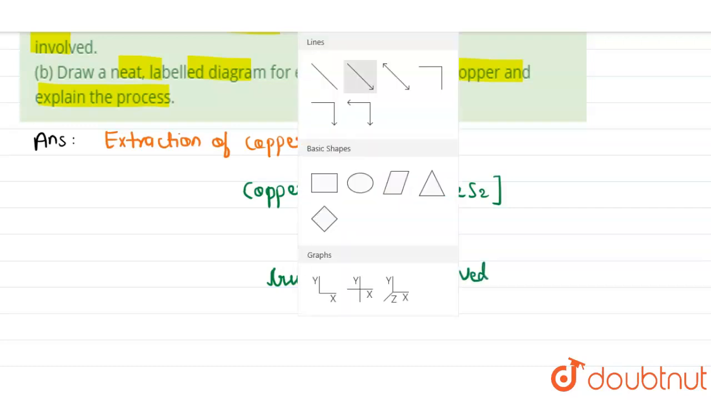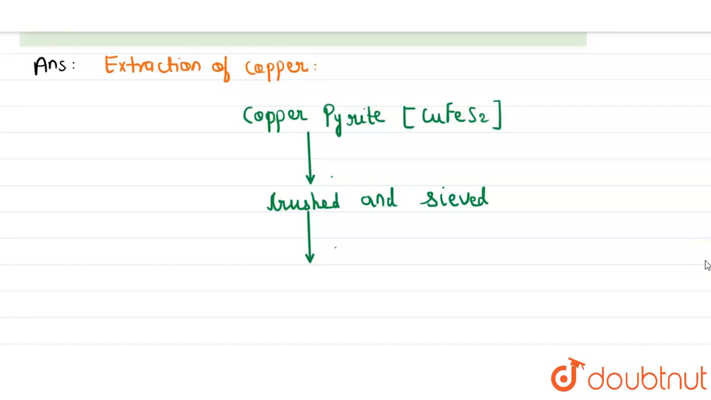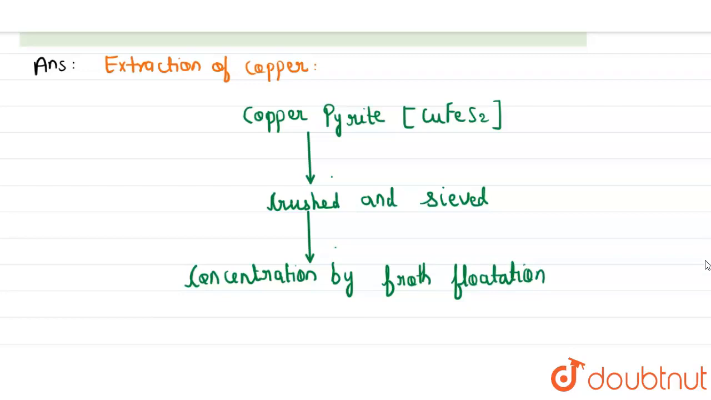Now what happens next is the ore is concentrated by the flotation process, because it's a sulfide ore. Concentration by flotation, because it's a sulfide ore.